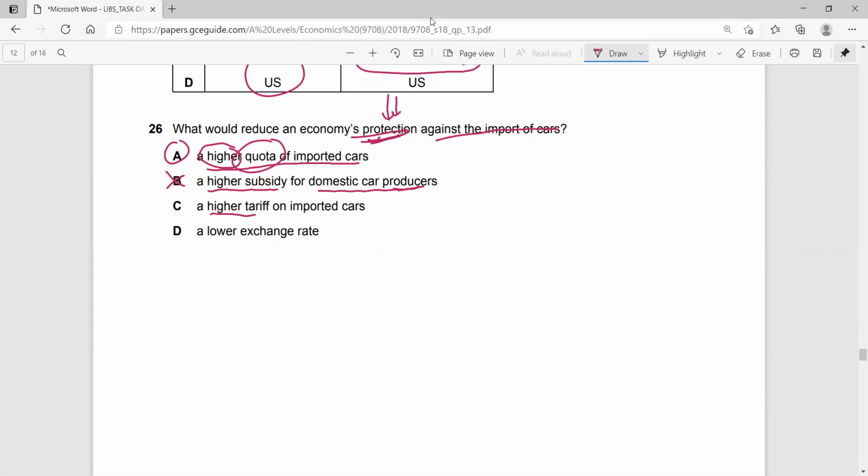A higher tariff on imported cars would have the same effect. They would just make imported cars more expensive. So then the domestic industry would be protected, since people would also buy from the local car manufacturers since they would be cheaper.